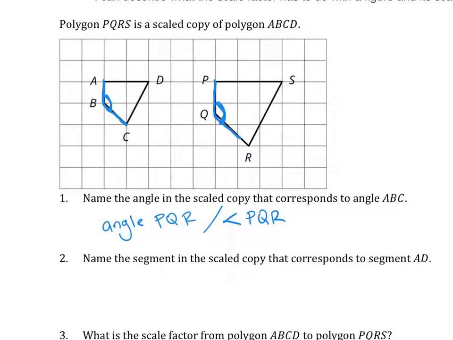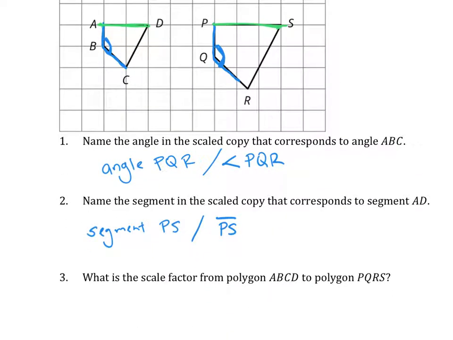Next, it says to name the segment of the scaled copy that corresponds to segment AD. So AD is right here, and the piece that corresponds to that on the scaled copy would be right here. So that means the answer is segment PS. Again, you can either write the word segment or you can use the symbol that represents segment, and in this case it's a line above PS.